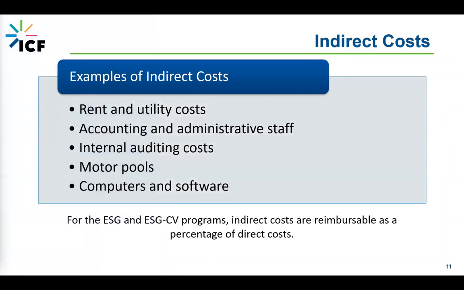So example indirect costs include rent and utility costs, accounting and administrative staff, internal auditing costs, motor pools, and computers and software. For the ESG and ESGCV programs, indirect costs are reimbursable as a percentage of direct costs. We will discuss this in more detail in the next section of this training, but it's important to begin to understand the relationship between direct and indirect costs.